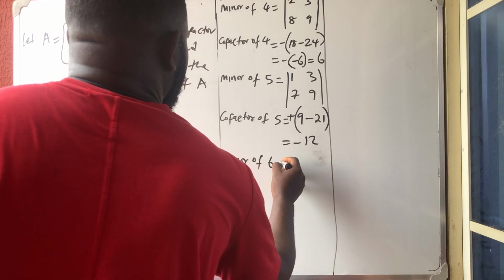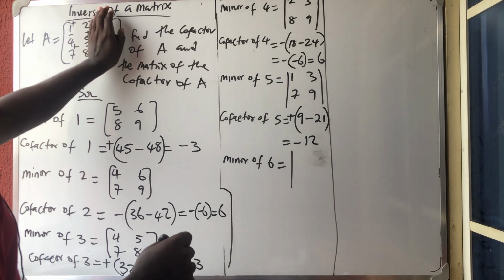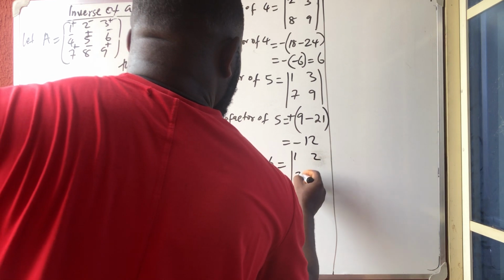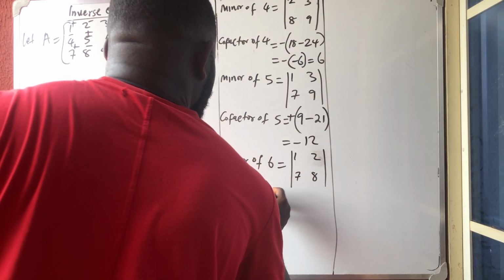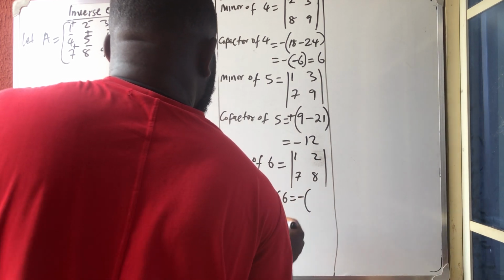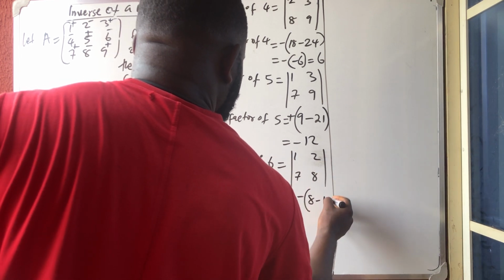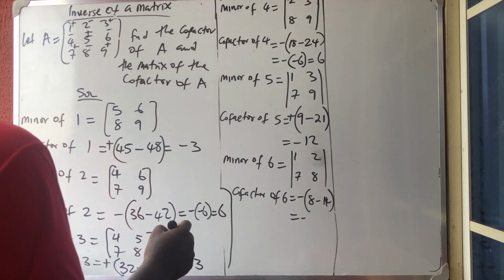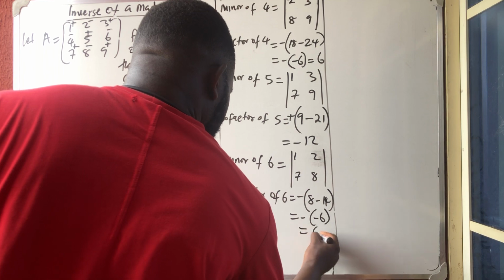of 6. Minor of 6 is simply close the row and column of 6. I'm left with 1, 2, 7, and 8. So now the cofactor of 6 is simply put the minus that is there. They have left, right. This time this is what? 8 minus, this time this is 14. So what do I have now? Minus 6, minus into minus 6, which will give you just plus 6.